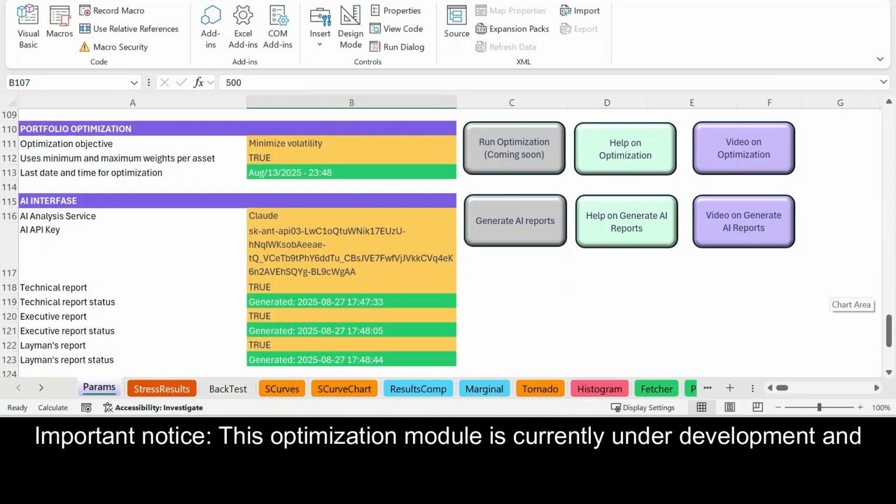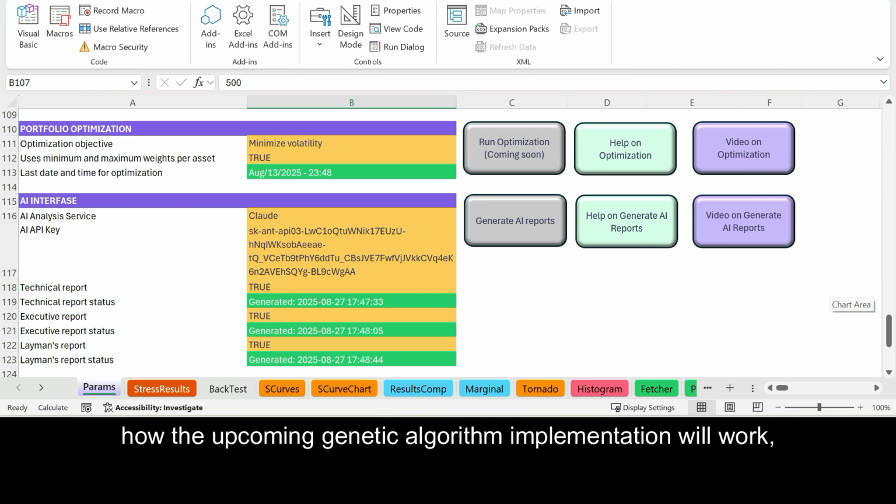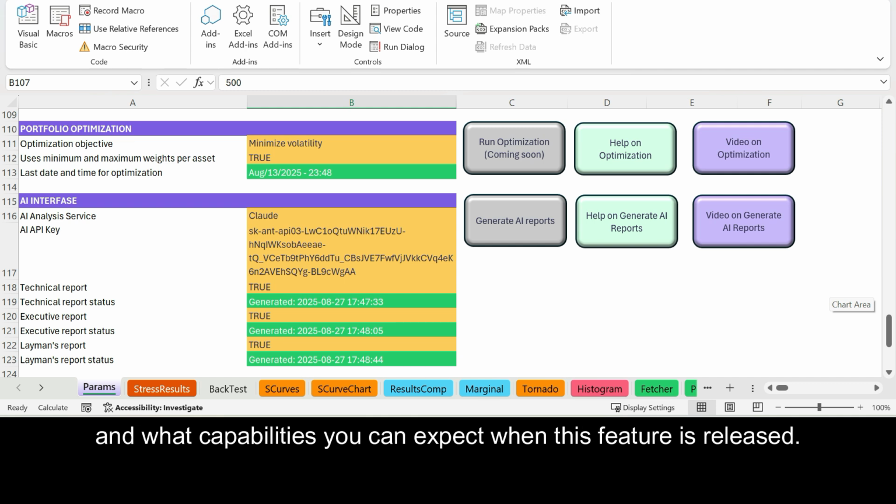Important notice: this optimization module is currently under development and not yet available. This video will explain what portfolio optimization is, how the upcoming genetic algorithm implementation will work, and what capabilities you can expect when this feature is released.